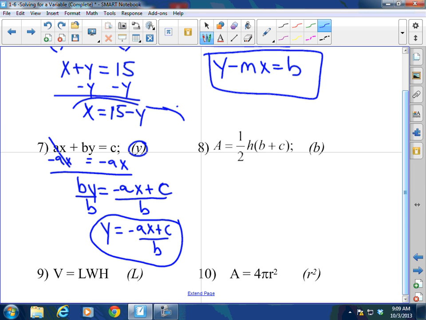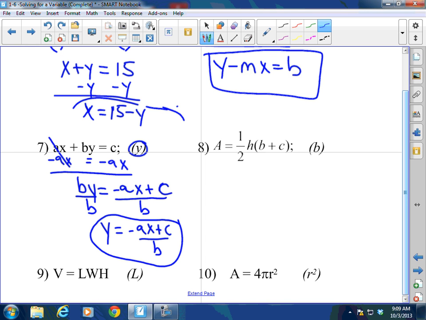I want to solve for b here. Okay, let's think about this. Guys, is b free to go, or is b kind of trapped? B is trapped. What do I need to get rid of to untrap him?